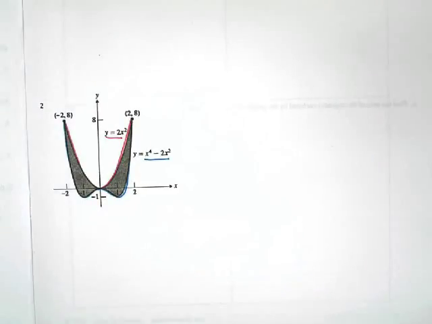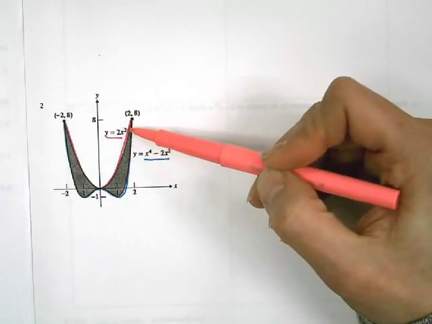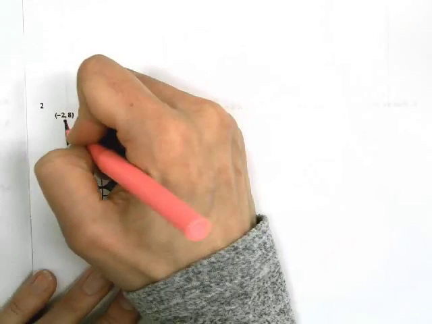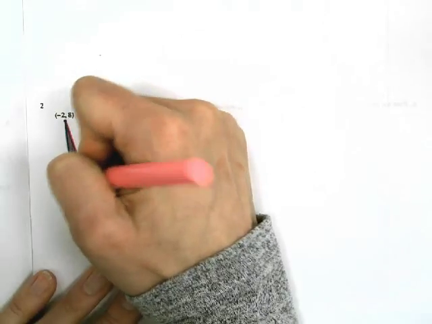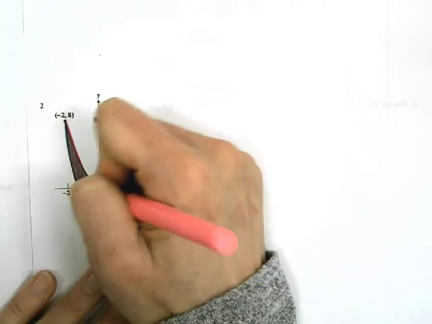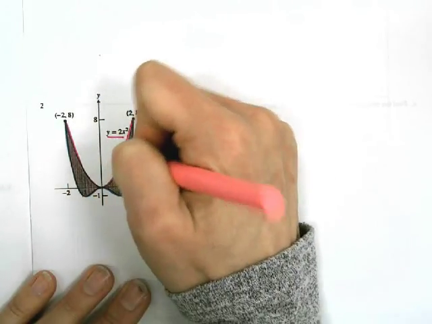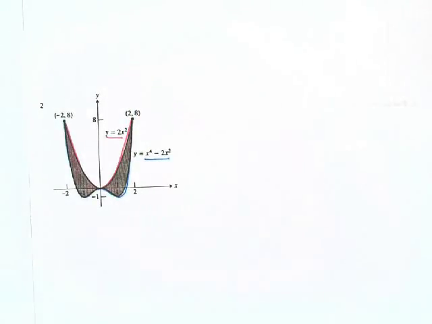And when I look at this one, it looks like if I do top minus bottom, my 2x squared is always going to be the top, and x to the 4th minus 2x squared is always on the bottom. So this one actually lends itself really nice to just integrating with respect to x, since my top and my bottom are always the same. I'm not going to have to split this up at all.